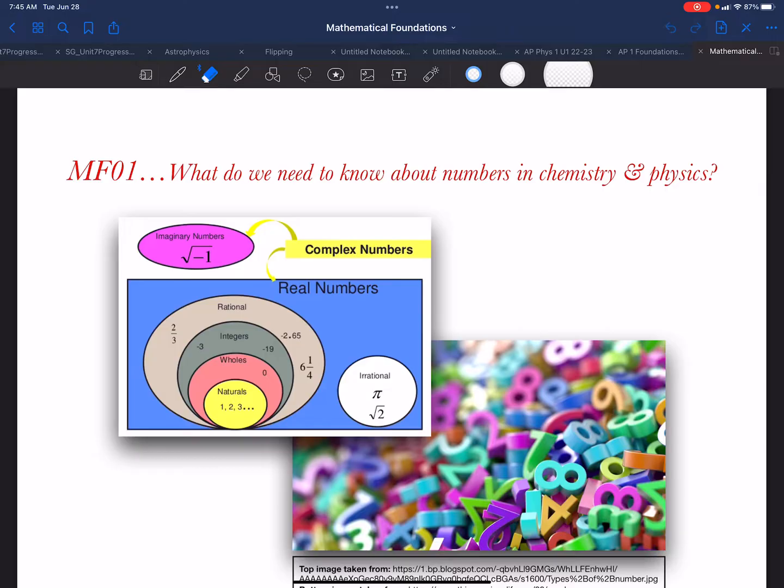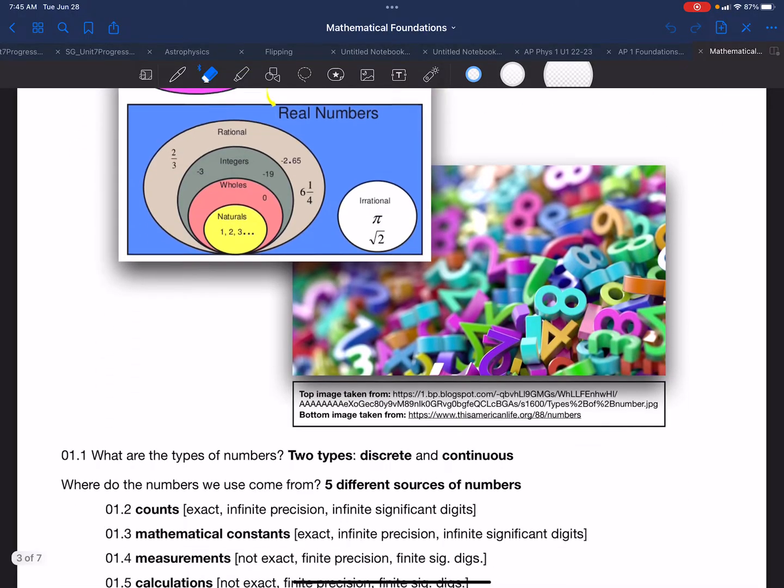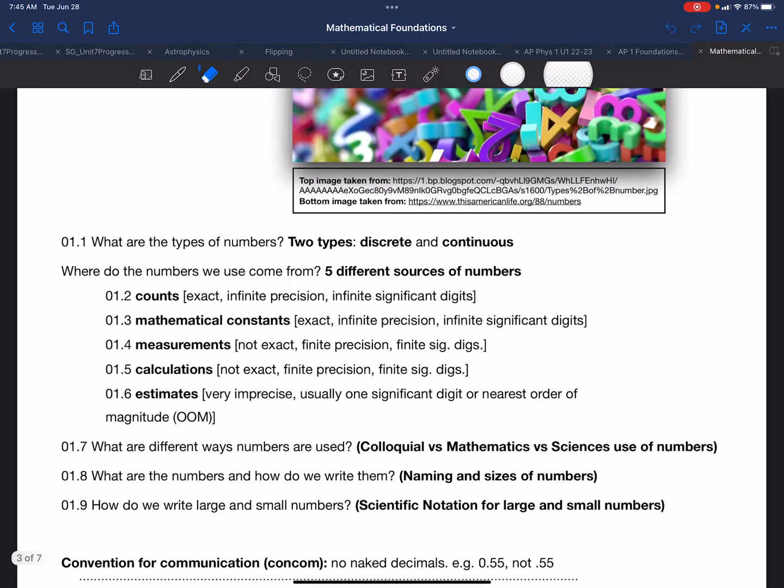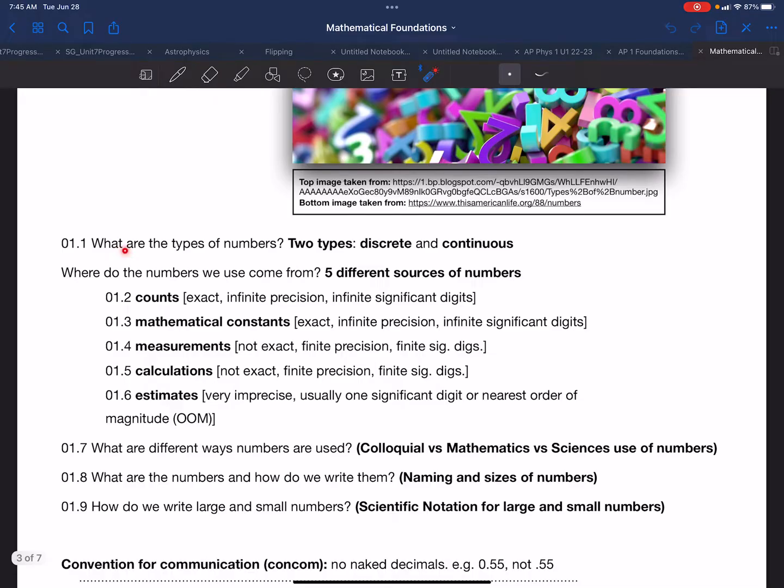In our first installment, I want to give you an overview of this series, as well as address our first topic in the series. What do we need to know about numbers in chemistry and physics? Our series addresses the following topics: different types of numbers, discrete and continuous, where do the numbers come from? And there are 5 different sources.